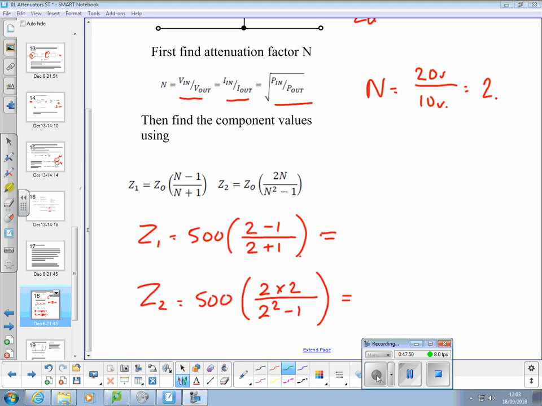Right, what values have we got for Z1? Just for you, Dom, 2/3. And for Z2? So they are ideal values. If we could get those exact values, then we'd have exactly 500 ohm input and output impedance, and we'd cut the voltage exactly in half from input to output.